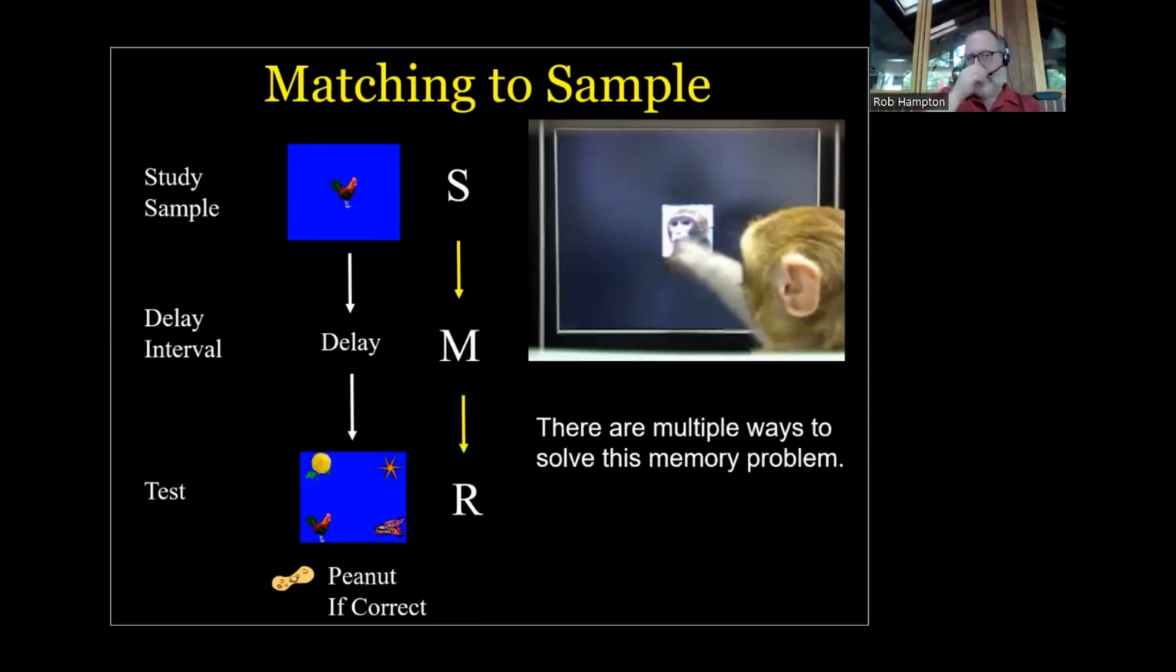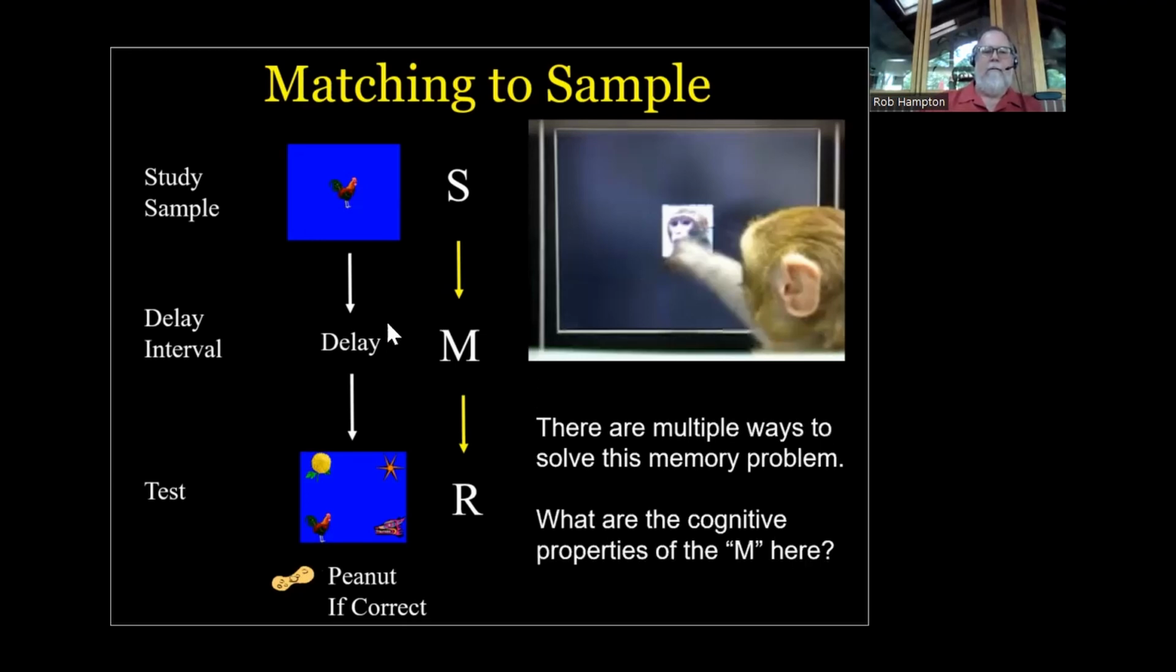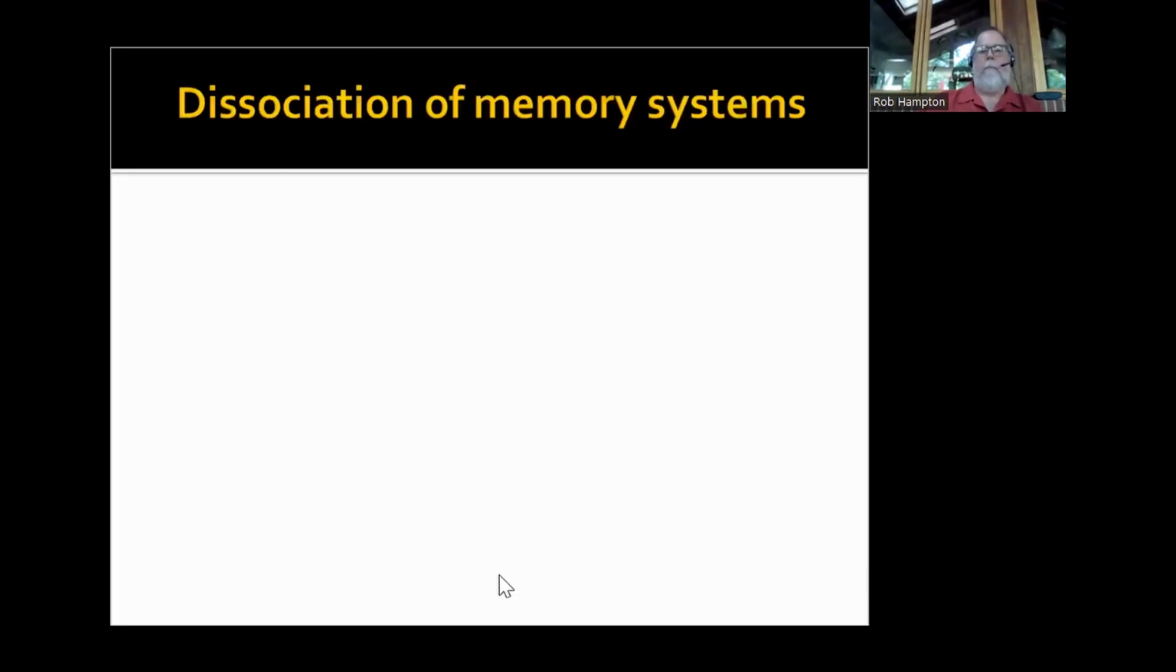And what I want to point out here is that there are multiple ways, at least two that I'm going to talk about, that an animal could solve this problem, or that a brain can solve this problem. And discriminating between these amounts to asking some questions about what are the cognitive properties of this mental event that's occurring during the delay that allows the animal to pick the correct response. And so what we're going to talk about next is some of the properties that you might expect to have to do with this mental event, or what properties it has.